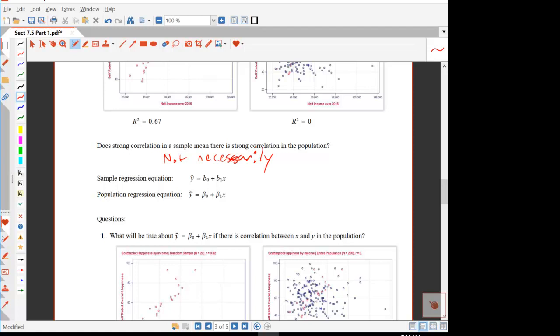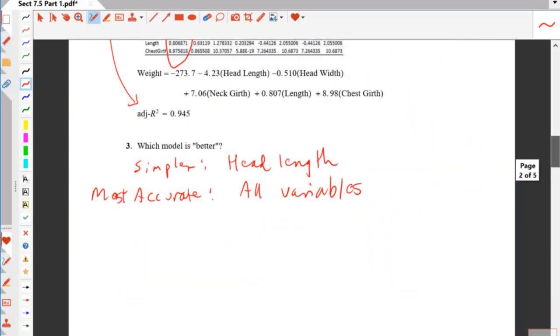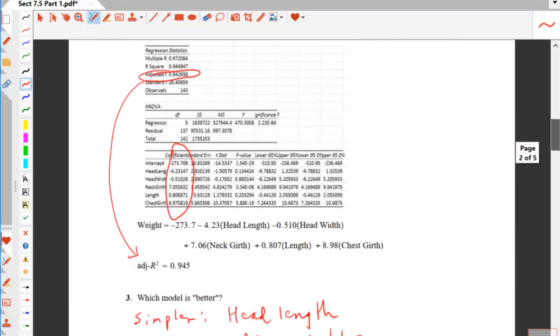So let's get some notation here. When I take a sample and calculate the sample regression equation, well, let's call that y hat equals b0 plus b1 times x. This is what Excel is computing when we ask it to do something like this. Here is the number b0, here is the number b1 times x, the independent variable.